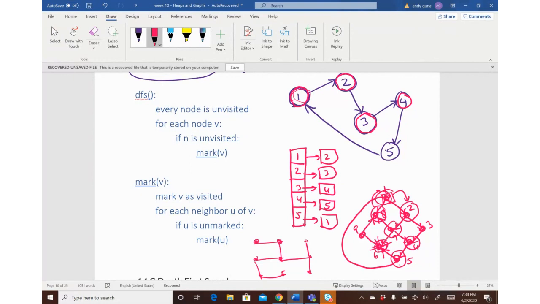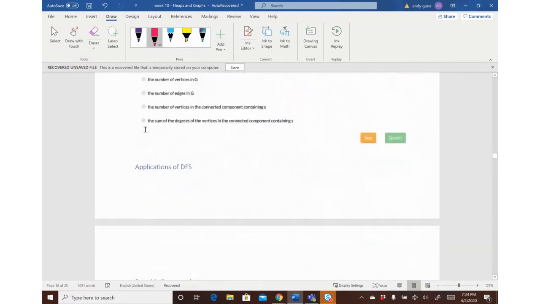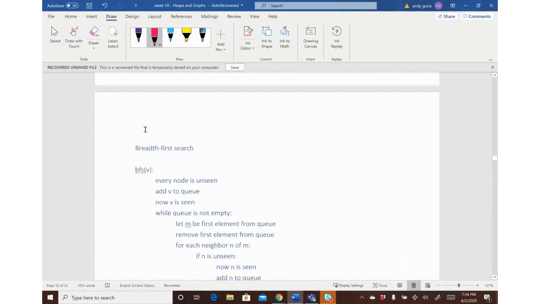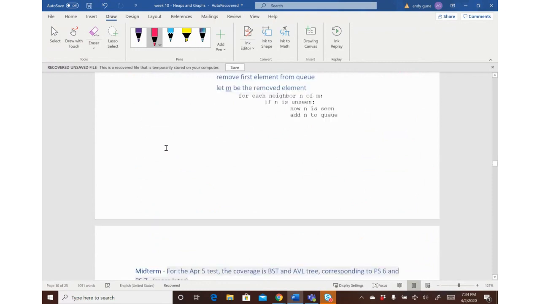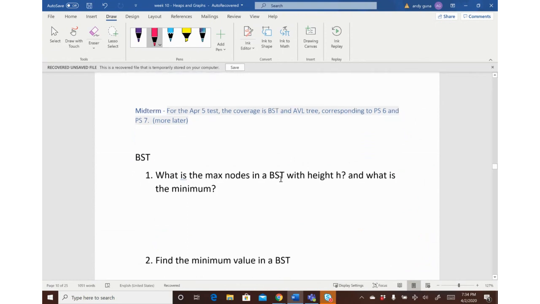Okay. The remaining time, what I'd like to do is go through the questions today because you have an exam coming up. I want to remind you about the exam. For the exam, you have to look at PS6 and PS7. The exam will cover BST and AVL trees.